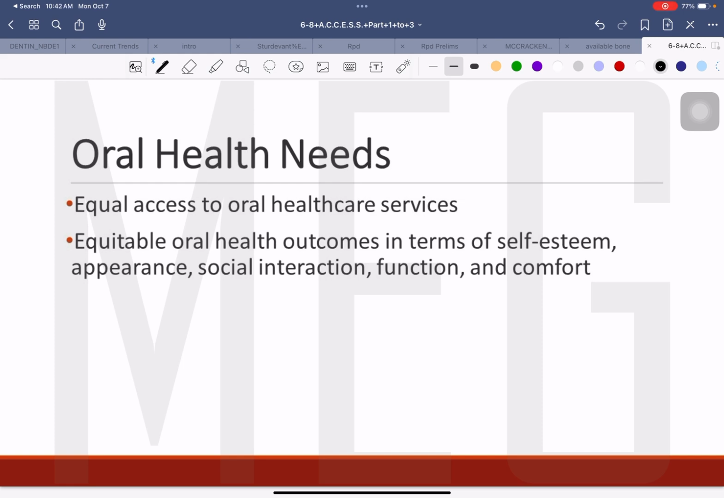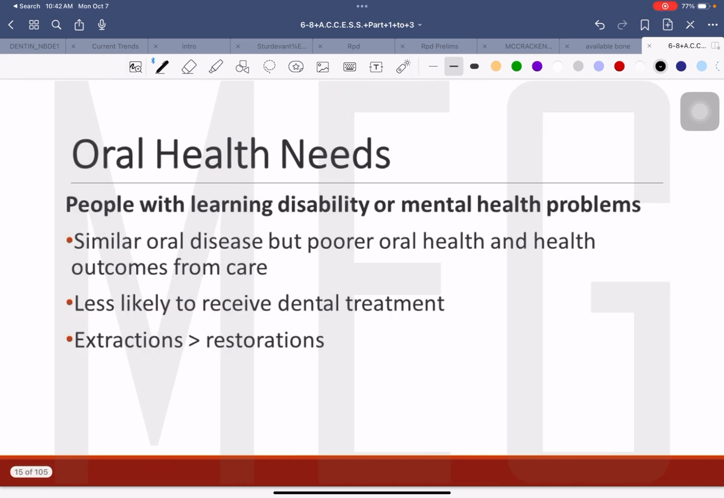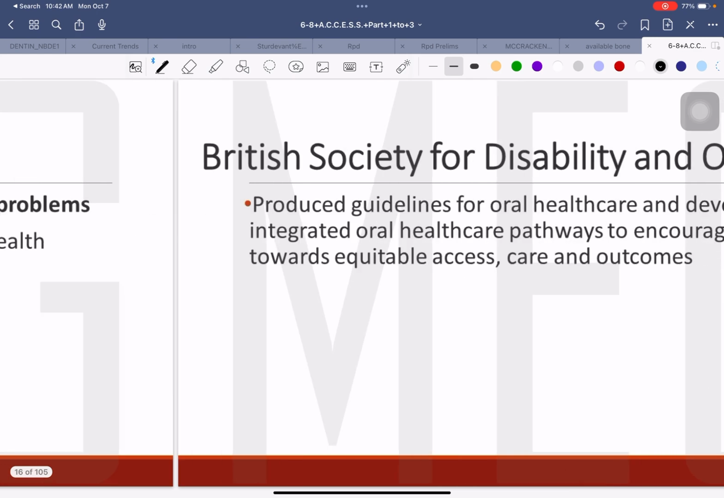Again, what I have been describing a while ago, we can do a lot when it comes to the need of a patient, especially bringing them back to society. People with learning disability or mental health problems have similar oral disease but poorer oral health and health outcomes from care. Because these patients are less likely to receive dental treatment because of their condition. One, probably because they focus more on their condition rather than the oral cavity because of added expenses. Then if ever they seek treatment, extractions are done more on these patients than restorations.